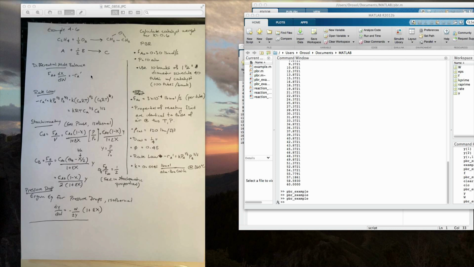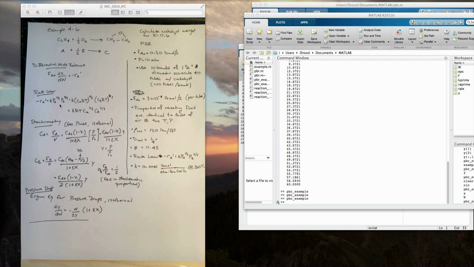We first of all do our differential mole balance, and it has to be in differential form and not integral form. The reason why is because we have a pressure drop. If you have either a pressure drop or a change in temperature, or if there's heat exchange, then you have to use the differential form of the mole balance. And this is the mole balance for a PBR, and this is from chapter 2.